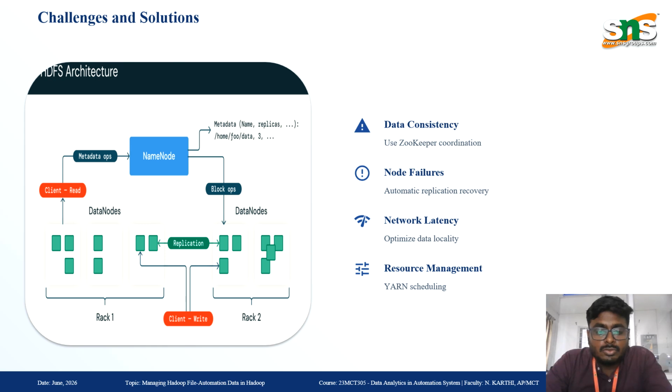And what are the challenges and solutions? No technology is without challenges. So data consistency is a major concern in distributed systems. Apache Zookeeper coordinates processes across nodes to ensure consistency. Node failures are inevitable in large clusters. Hadoop handles this automatically through its replication mechanism. Network latency can slow things down. The solution is data locality, which means moving computation to where the data sits rather than moving data across the network. And resource management, where multiple jobs compete for resources. The YARN scheduler ensures fair and efficient allocation.